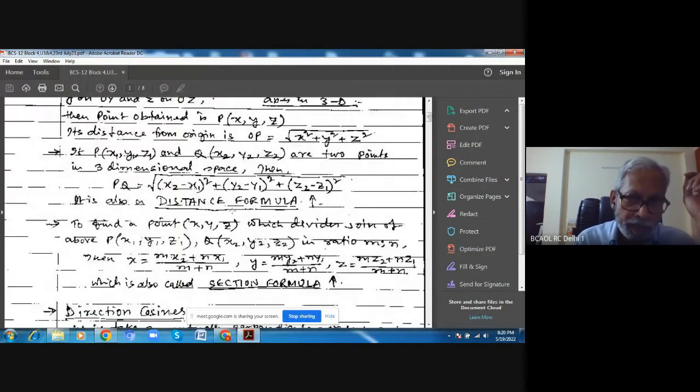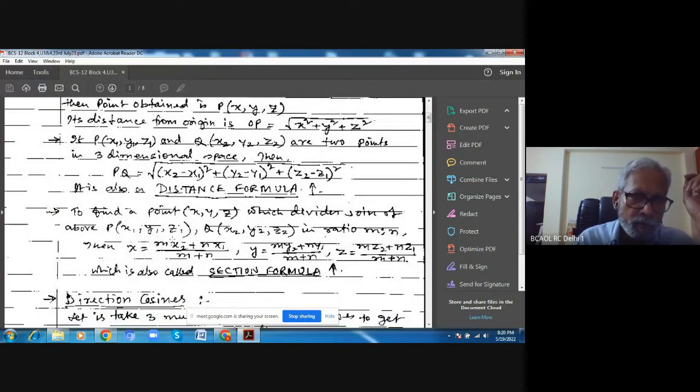As I said, written in a capital word, distance formula. Now coming to the second part: to find a point (x, y, z) that divides the join of the points P and Q. Now, for the second question, in this case it is simply the distance formula.